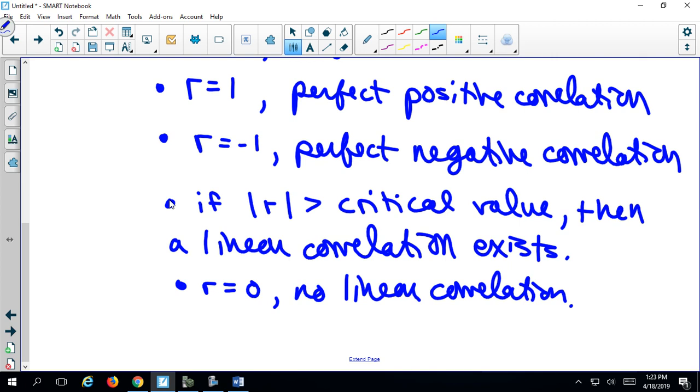So it's more about, is R far enough away from 0, not is it close enough to 1, but the closer it is to 1, the better. Okay? You want it to be close to 1 or -1.